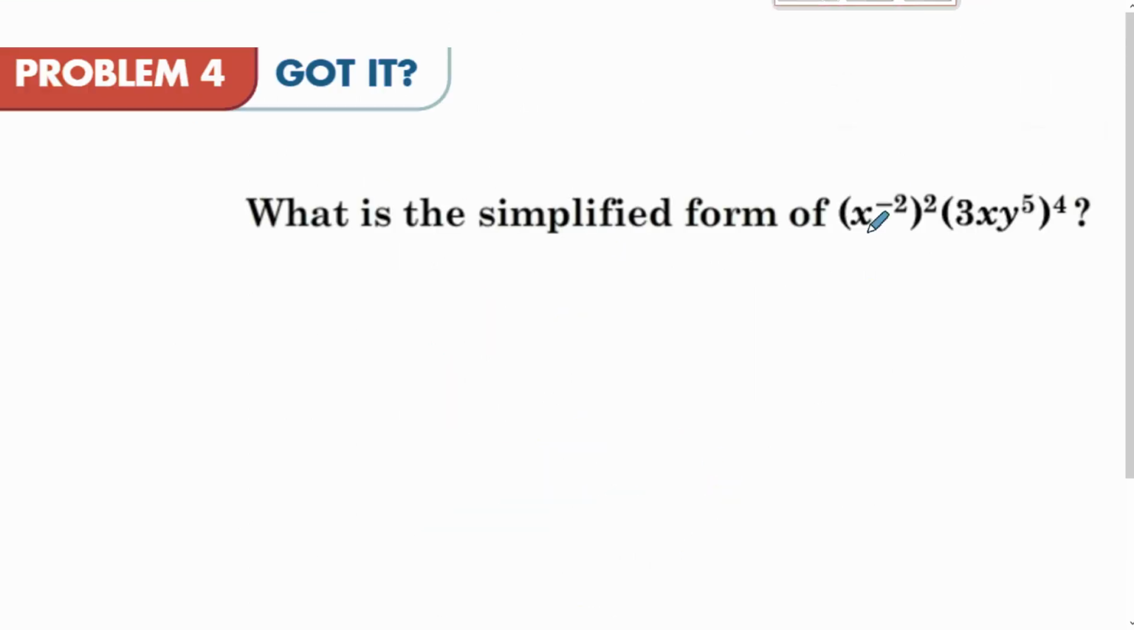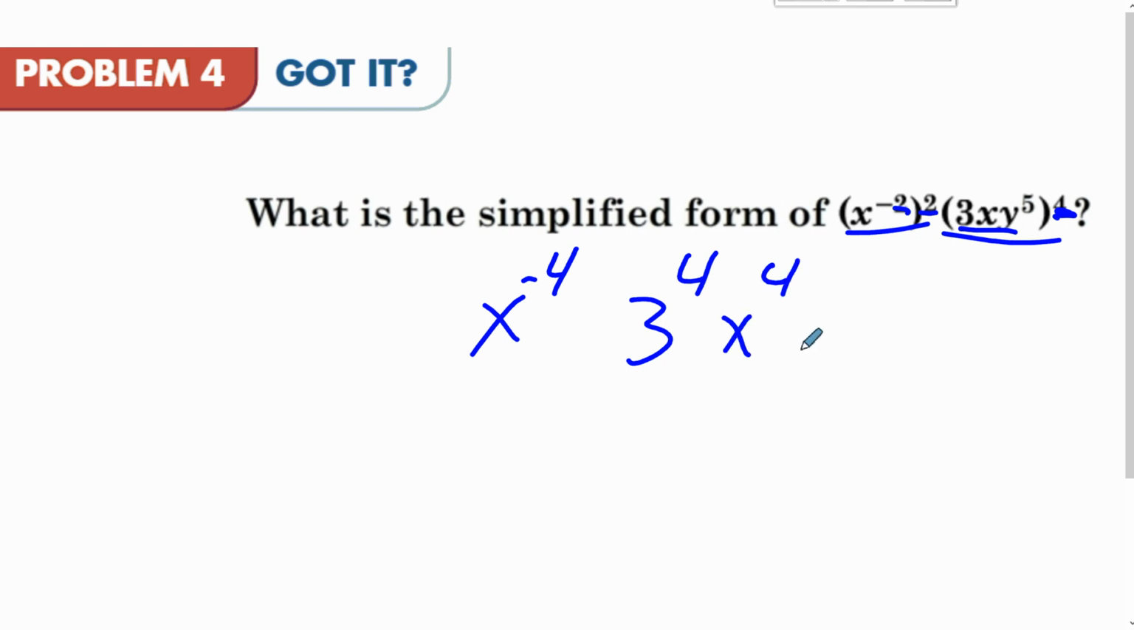Okay, here you can pause the video and try this one on your own. Okay, I'm about to do it. Exponent to exponent, so x to the negative 4th. Product to a power, I'm going to distribute that to the exponent, so 3 to the 4th, x to the 4th, and then we go ahead and multiply 5 times 4 there as exponents. So I'm multiplying exponents, not my constants or my coefficients, so that 3 just stays a 3.